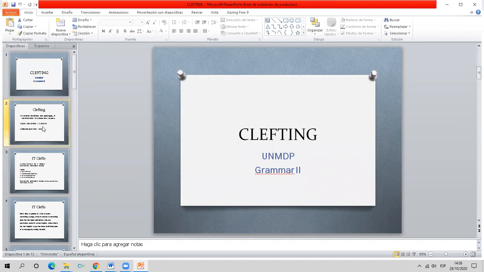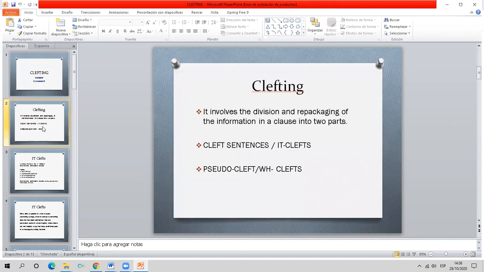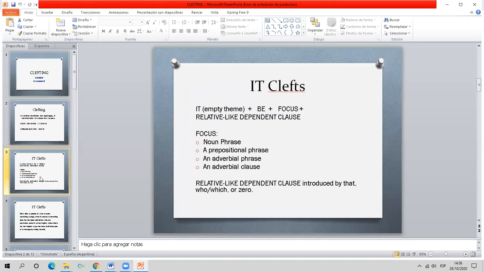Clefting is, let me read the definition, involves the division and repackaging of the information in a clause into two parts. It has to do basically with focus and contrast. There are two kinds of cleft sentences, yeah? Cleft sentences proper, or it clefts, and pseudo-cleft or WH clefts. Let's concentrate on it clefts.